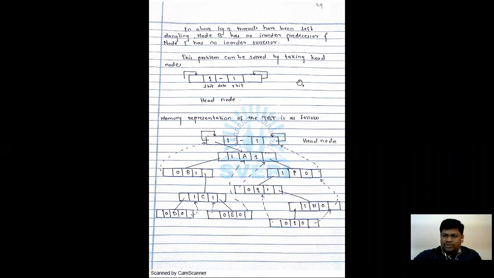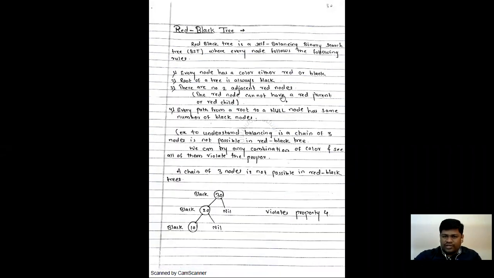Now, the last point of unit 5. This is an extra point: the red black tree. This is not a part of your syllabus, but as an application, we will discuss it. A red black tree is a self-balanced search tree. This is an example of a BST, binary search tree, where every node follows the following rules.